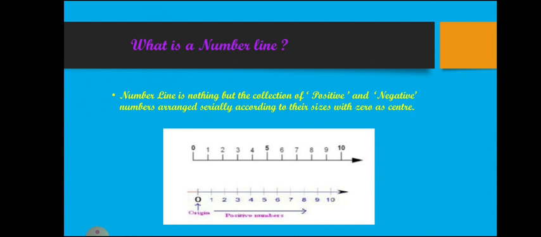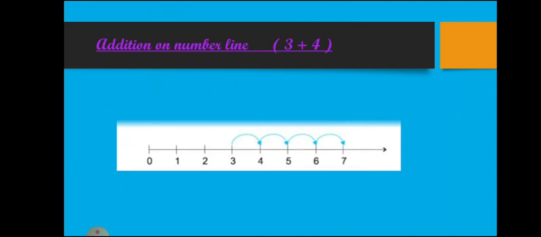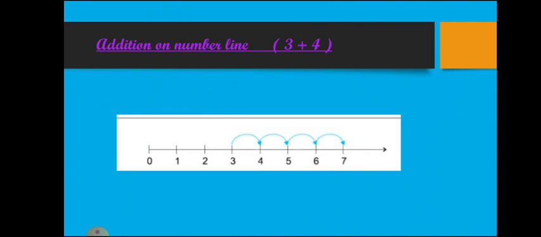Okay. Now after this, next is addition on the number line. Take the example 3 plus 4. Addition of whole numbers can be shown on the number line. Let us see the addition of 3 and 4. Start from 3, because we have to add 4 to this number. So we have to start from 3 only.